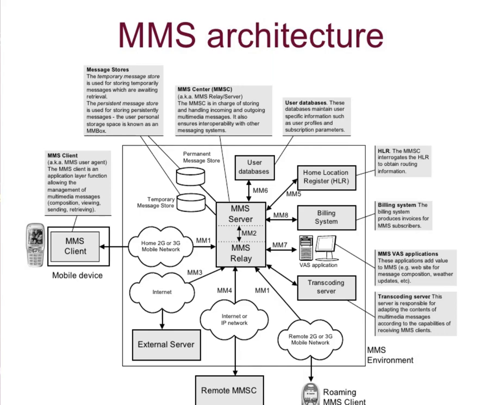You can see over here the roaming clients are also there. MM1, MM2, there are a number of interfaces given to you for attaching different systems. MM6 is related to the user database, MM5 for the home location register, MM8 for the billing system, MM7 for VAS applications, MM1 for 2G, 3G network, MM4 for IP network, MM3 for internet network, and MM2 is the interface between the MMS server and MMS relay. Okay. So one by one, we are going to see all these contents.